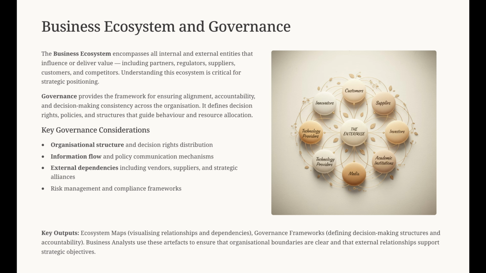Key governance considerations include organizational structure and who has decision rights, how information flows across levels, dependencies on vendors and partners, and risk management frameworks that ensure compliance and stability. As a BA, you might create an ecosystem map to visualize these relationships, showing how internal and external entities interact. It's one of the most strategic tools you can use to ensure alignment across the entire enterprise.